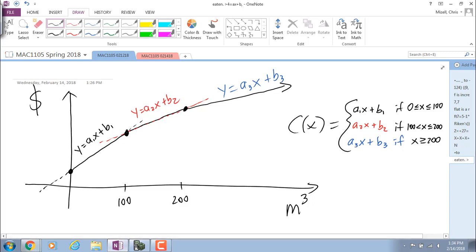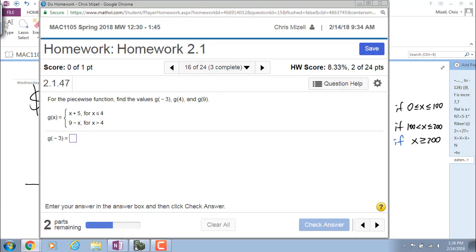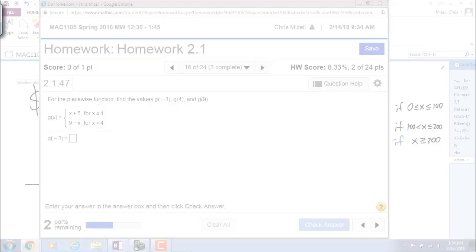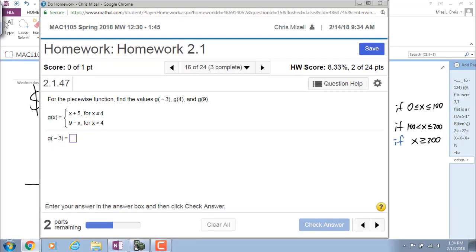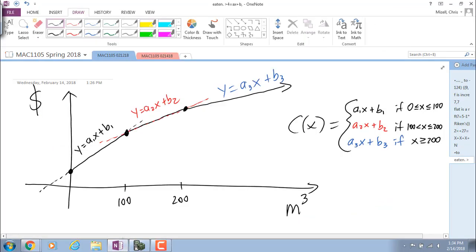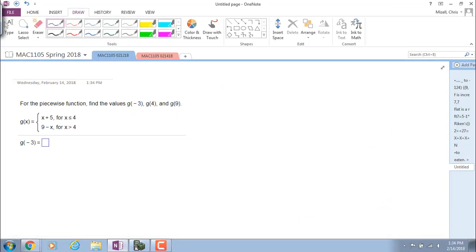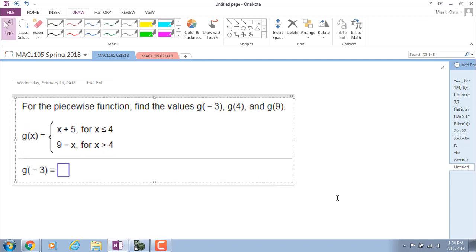So let me go back to the MyMathlab example. There's no application in sight. It just wants to know, can we recognize this as a piecewise function, and can we evaluate it appropriately? And I think we can. For the piecewise function, find the values of g of -3, g of 4, and g of 9.